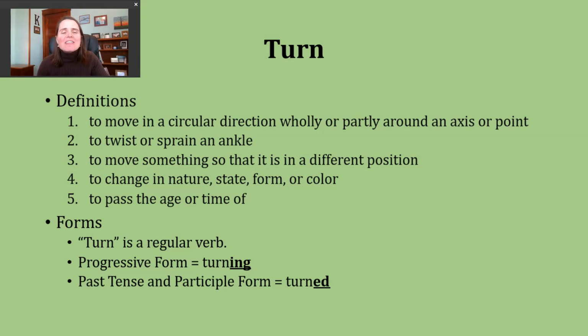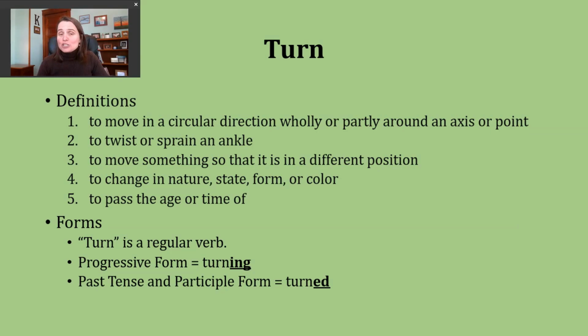But to start with, one way you might encounter the verb turn being used can mean to move in a circular direction, either wholly or partly around an axis or a point. And I'm lucky to have a chair that will do this right now, but I'm going to turn my body this way and turn this way, right? So there's my axis point. With this first definition, you might also think of a wheel and that circular motion it's making around its axis.